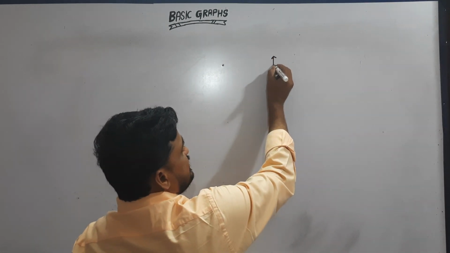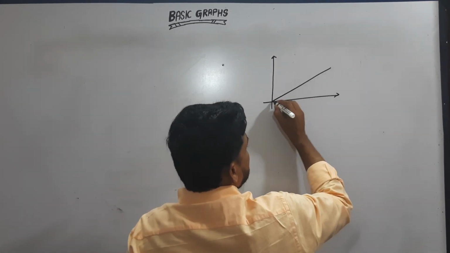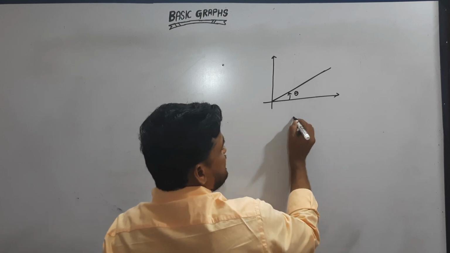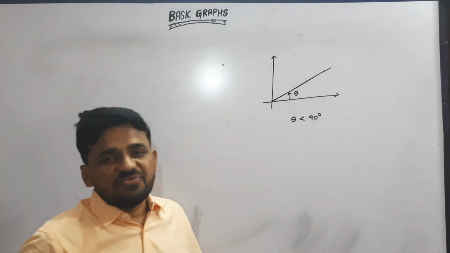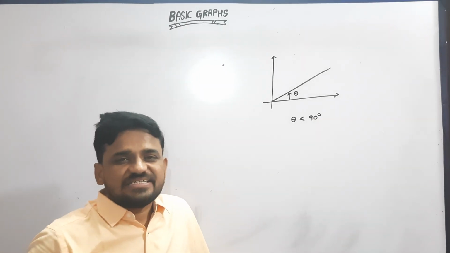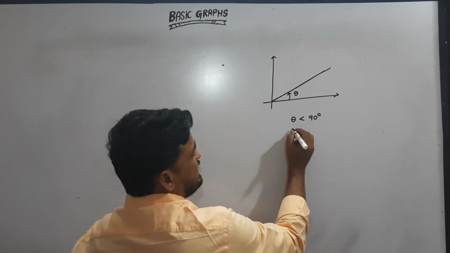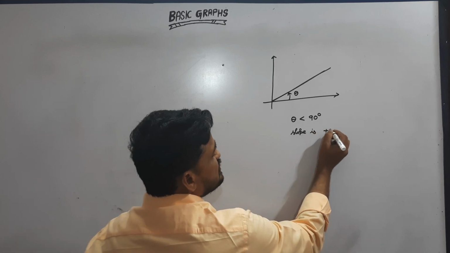See, here the slope of the line: theta is less than 90 degrees. If the angle made by the line is less than 90 degrees, meaning theta is less than 90 degrees, then the slope is positive.